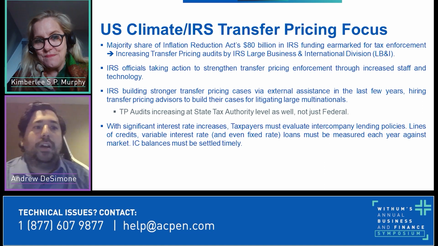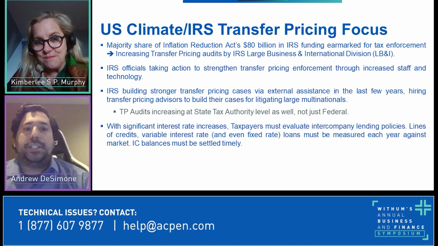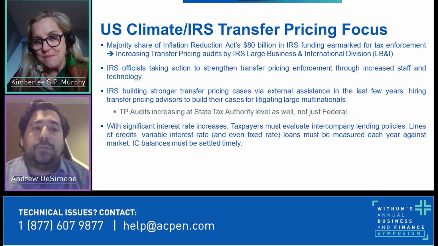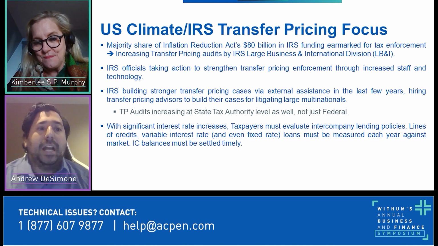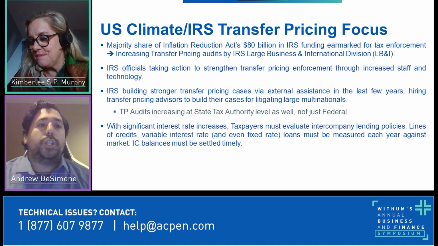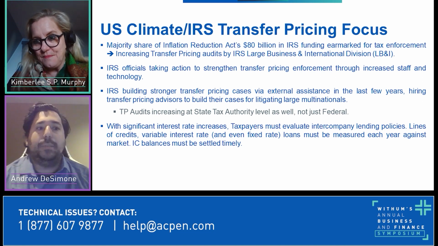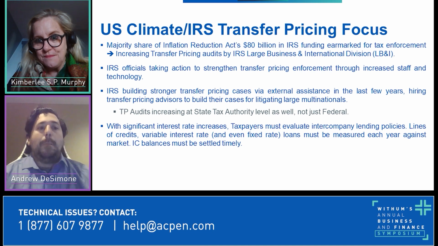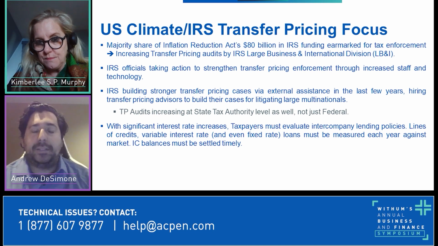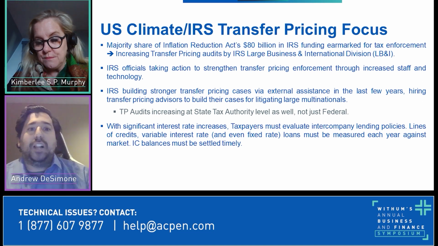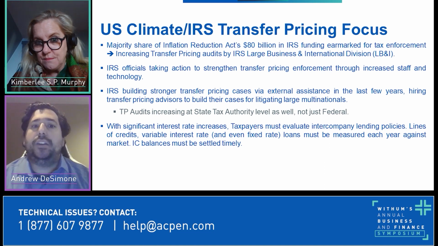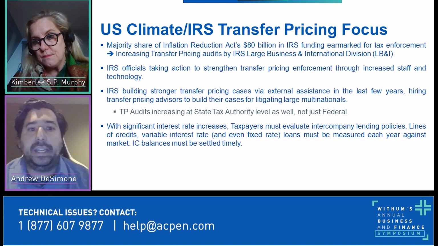As a result of the Inflation Reduction Act, about $80 billion in IRS funding has been earmarked for tax enforcement, increasing the odds of a transfer pricing audit and also allowing IRS officials to not only strengthen their transfer pricing team through increased staff and technology, but also, as a result of that, take a little bit of a different approach than we've seen in the past. Now, do I think a lot is going to change? Probably not beyond the amount of transfer pricing audits that we will see, but I think we could see an impact on the approach that the IRS is taking.